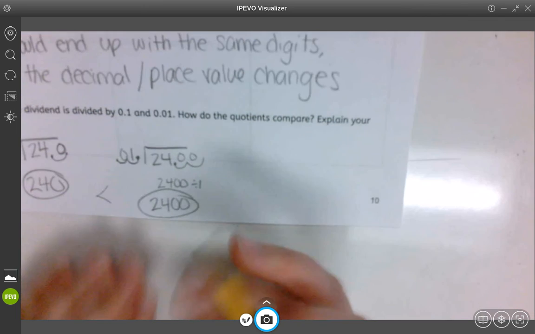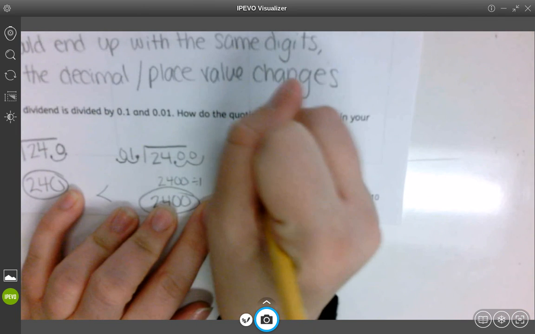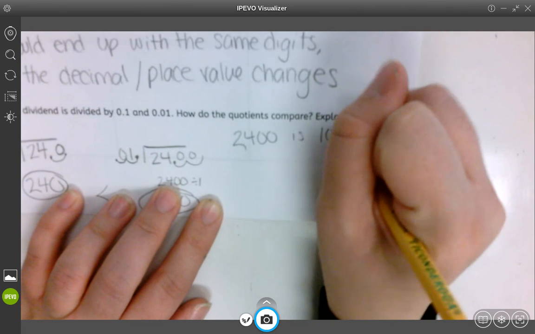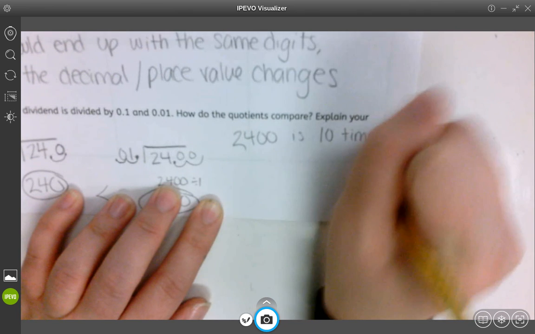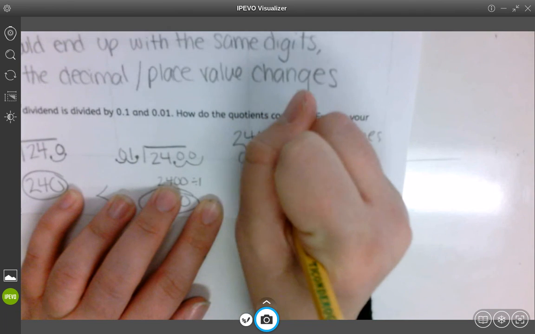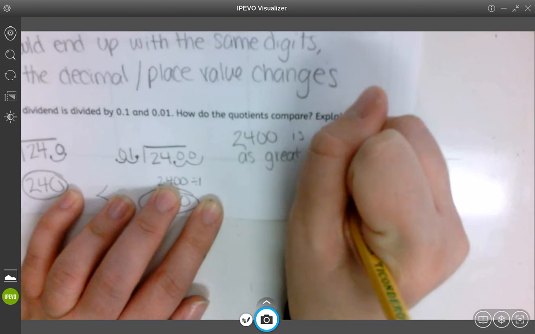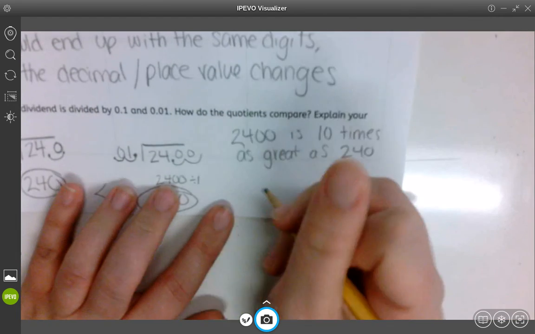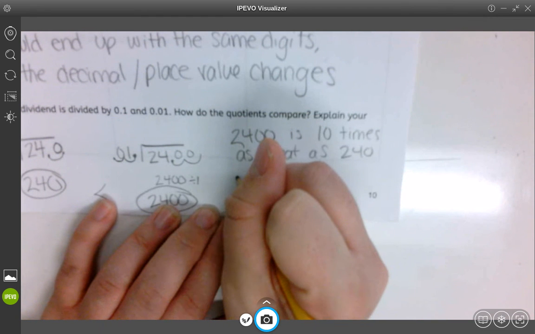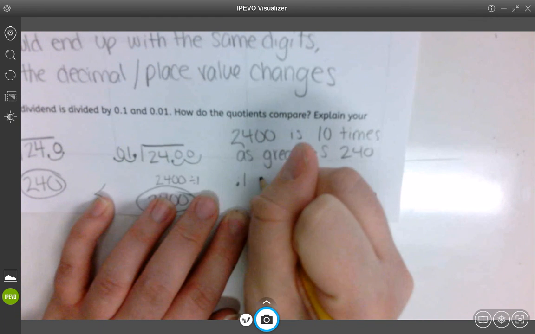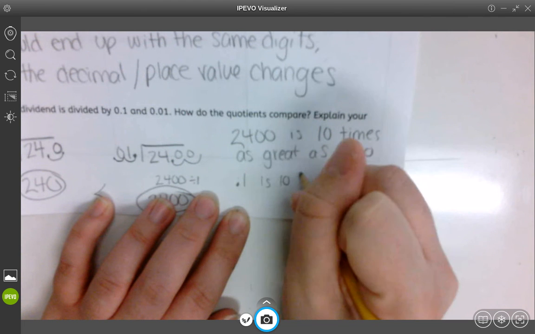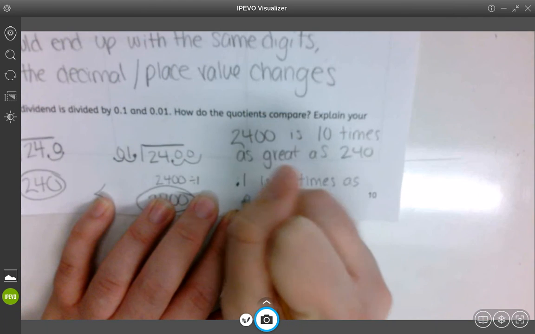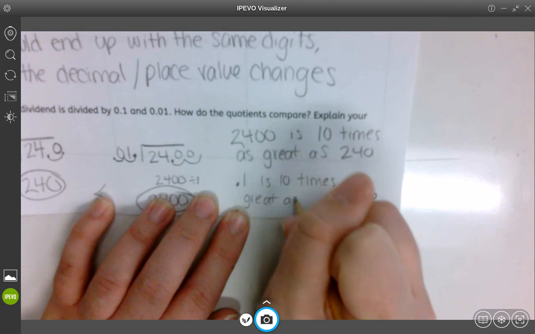2,400 is 10 times as great as 240, which makes sense because 1/10 is 10 times as great as 1/100th.